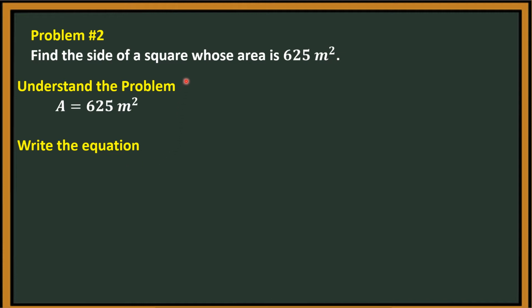So, since ang pinag-uusapan natin dito, area ng square, therefore, we need to write the formula for the area of the square, which is A is equal to S squared. Ang S natin dito is the side of the square. And then after that, we're going to substitute the value for the area, which is 625 square meters. So that is 625 square meters is equal to S squared.